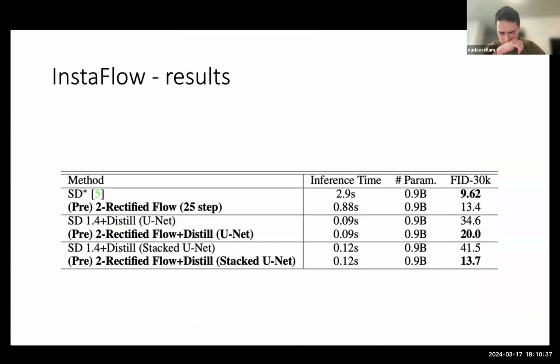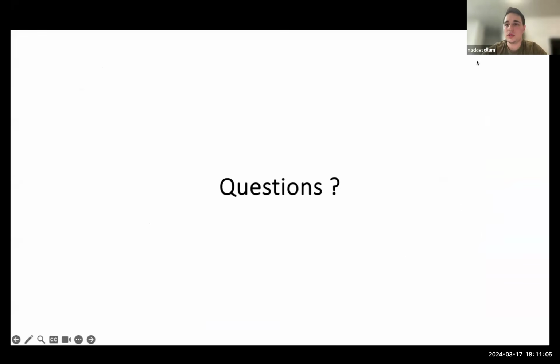If we look at the numerical results, we can see that stable diffusion always wins in the FID score, but the inference time is almost 3 seconds to sample a single image. Using rectified flow plus the distillation, we can get it in about tenths of a second, which is 2 or 3 orders of magnitude speed up, and the results are worse, but not the worst in the world. They are pretty decent. And that's it. Are there any questions?